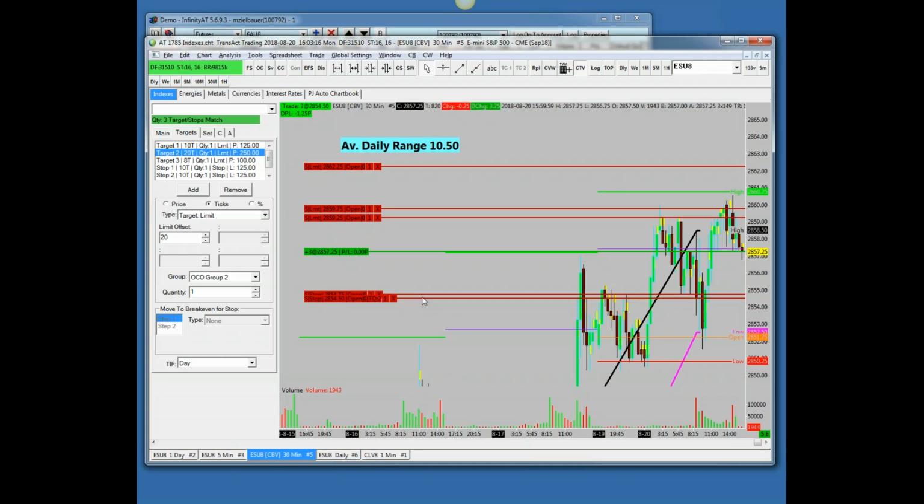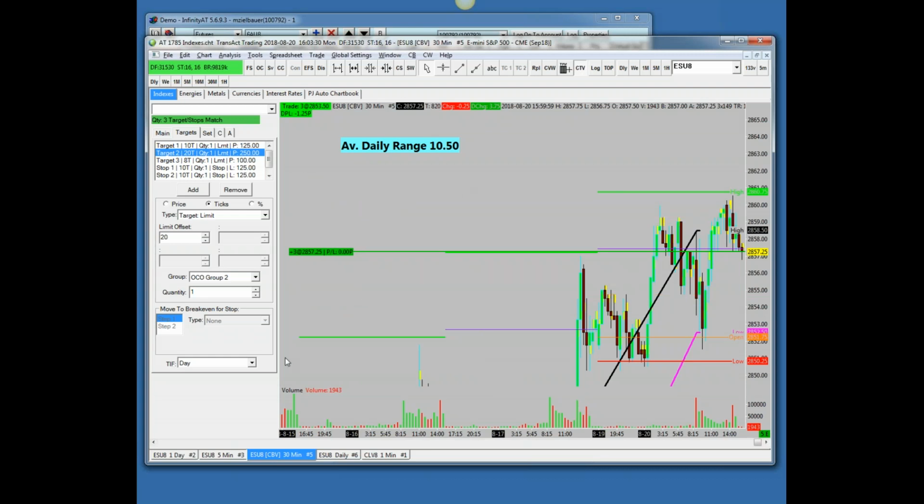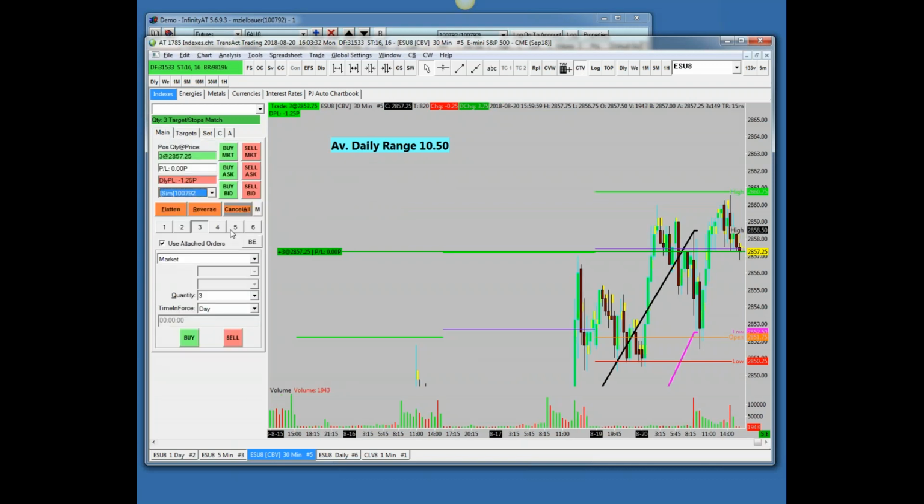So if I click on this X, I'm going to sell stop quantity 1. You can see that's canceled. Cancel, cancel, cancel. Pretty cool.